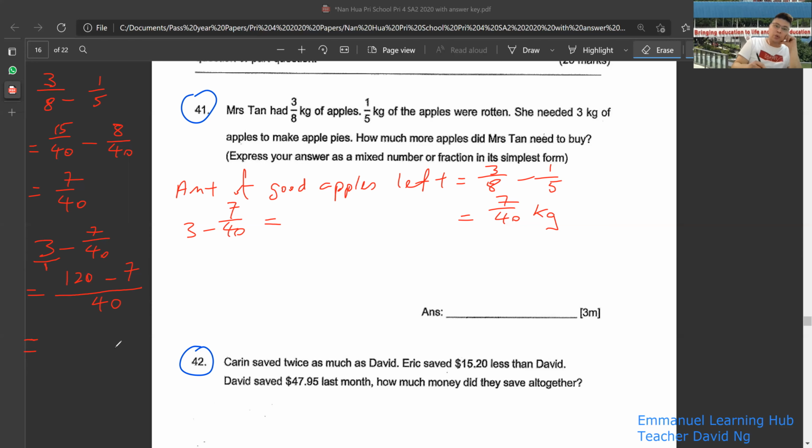120, you minus 7. What is 120 minus 7? Simple subtraction, you cannot tell me the answer. Next year, primary 5. 113. But they want it in mixed number. What must you do? 113 divided by 40. What's the answer?